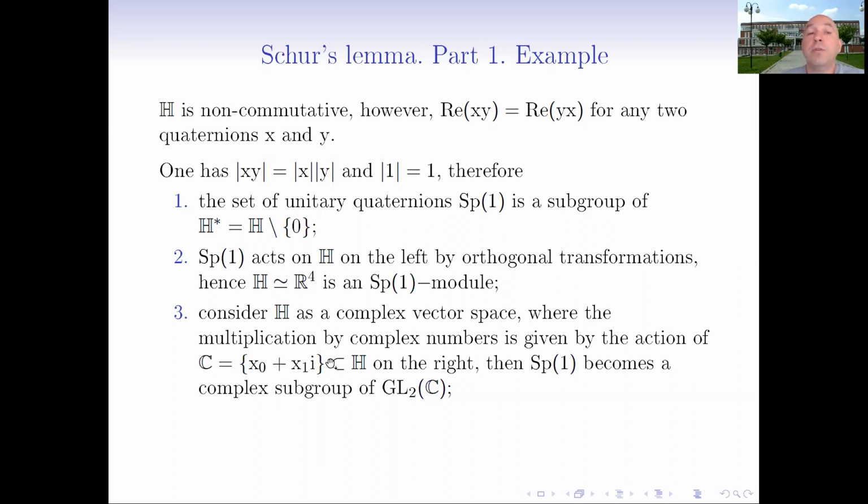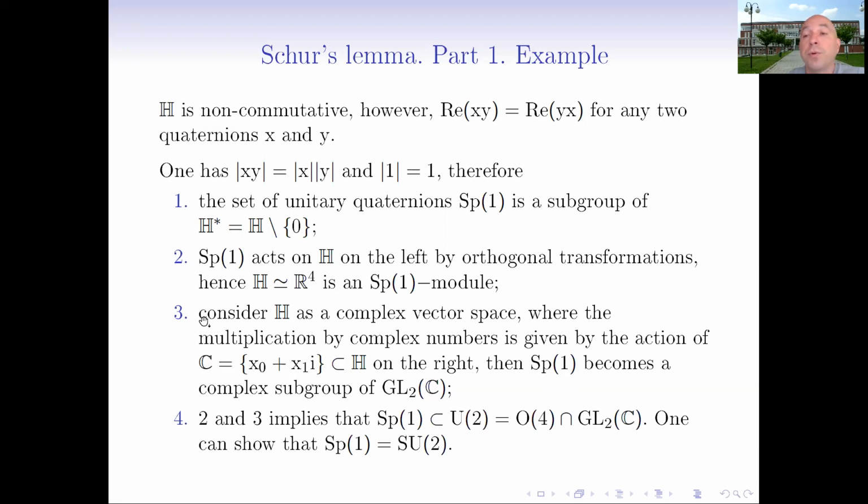Now the algebra of quaternions is not commutative, but the multiplication on the left-hand side and right-hand side always commute. Which means that the action of quaternions on the left will commute with the action of C on the right. The action of C on the right gives us the structure of a complex vector space on H, and this complex vector space will be two-dimensional. So if it's four-dimensional with respect to real numbers, it's two-dimensional with respect to complex numbers. And now SP1 becomes even a complex subgroup of GL2C.